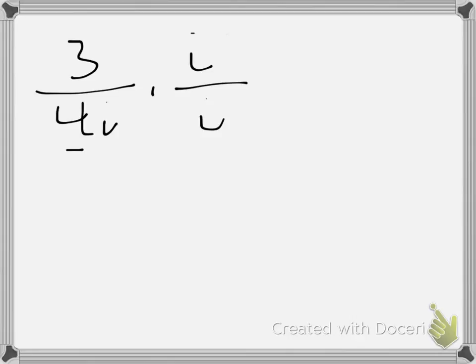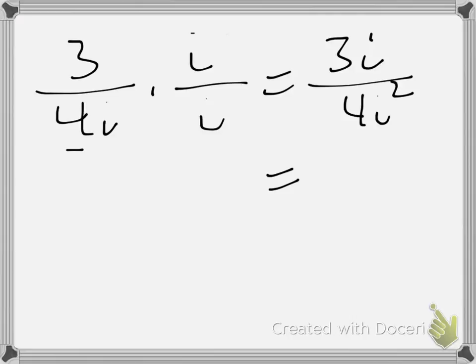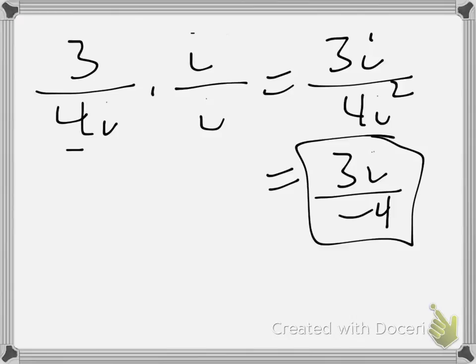If you just had like a 3 over 4i real quick, okay, all I would do is multiply top and bottom by i, because this 4 is okay. It's 4 times i, so you don't have to worry about the 4 in that situation. Just multiply by i, so you have 3i over 4i squared. But again, i squared is -1, so 3i over -4 would be your answer.